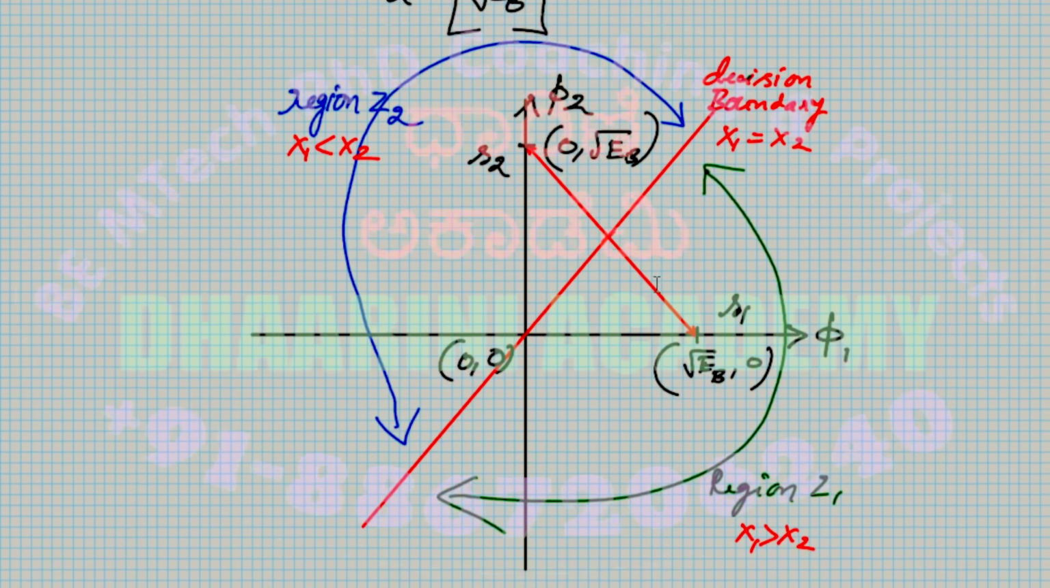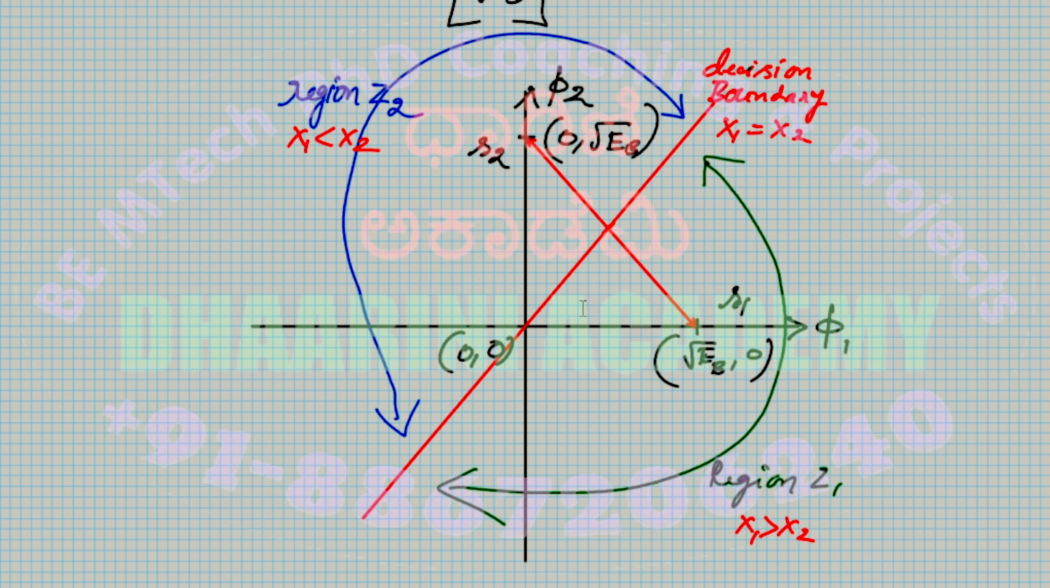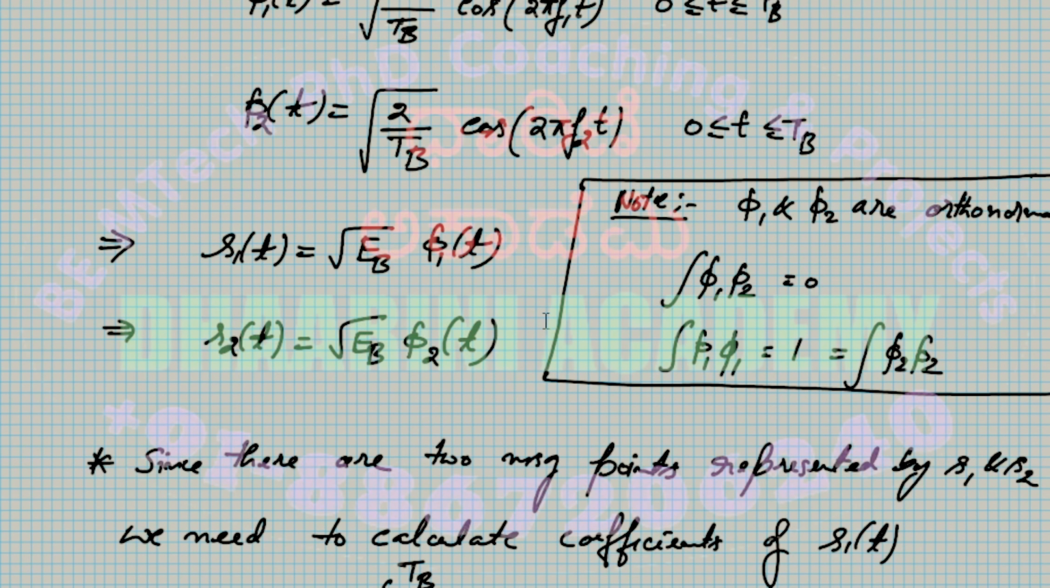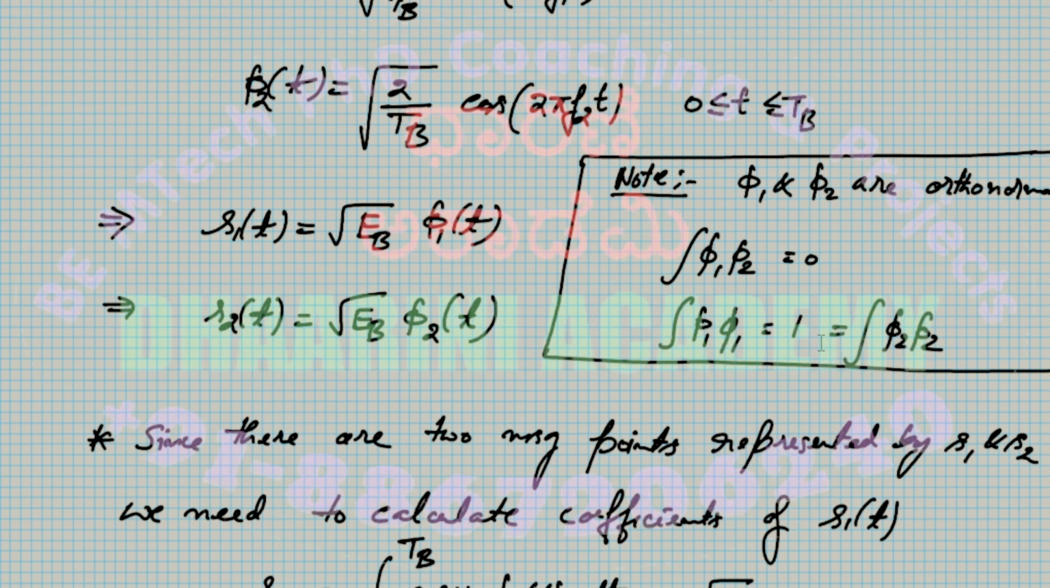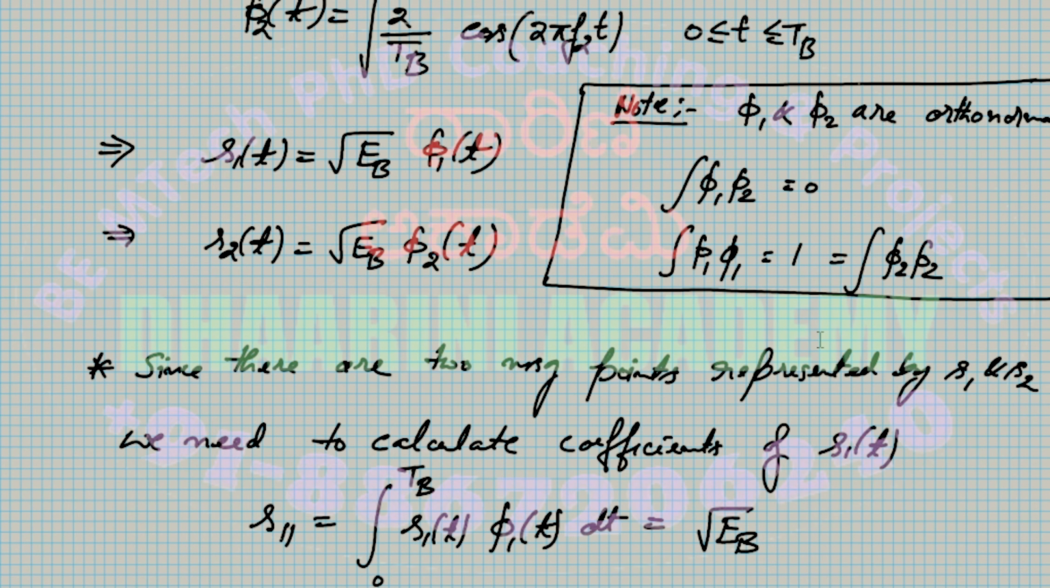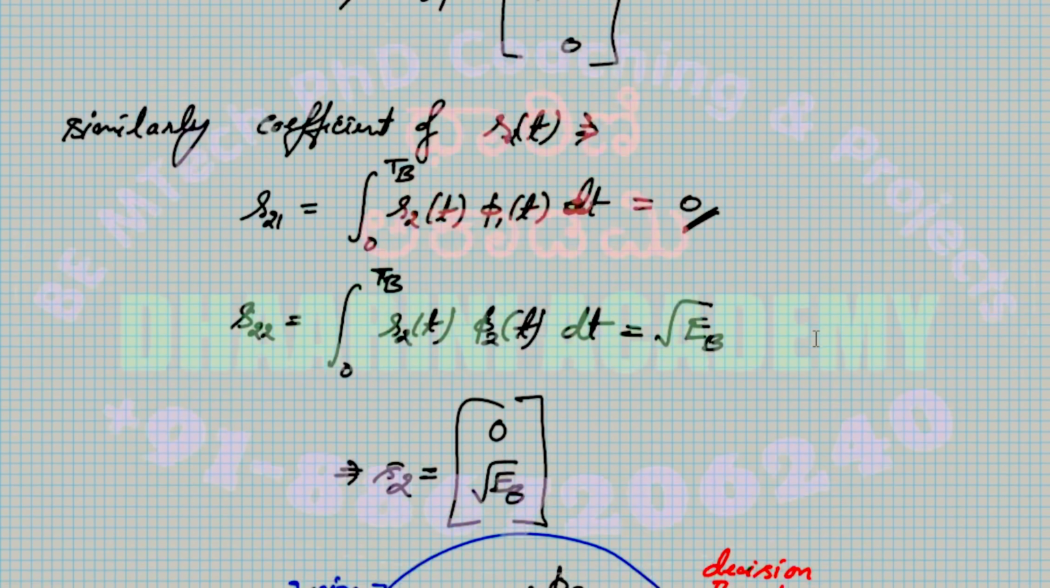Now let's try to mark those points. You see, phi1 and phi2 have been chosen. They are perpendicular because you call them orthonormal basis functions. Orthonormal in the sense they satisfy this condition, right? Whatever condition you see, there are two functions. Phi1 into phi2 integration is 0 and phi1 into phi1 integration will give you 1. Phi1 and phi2, whatever we have considered so far.